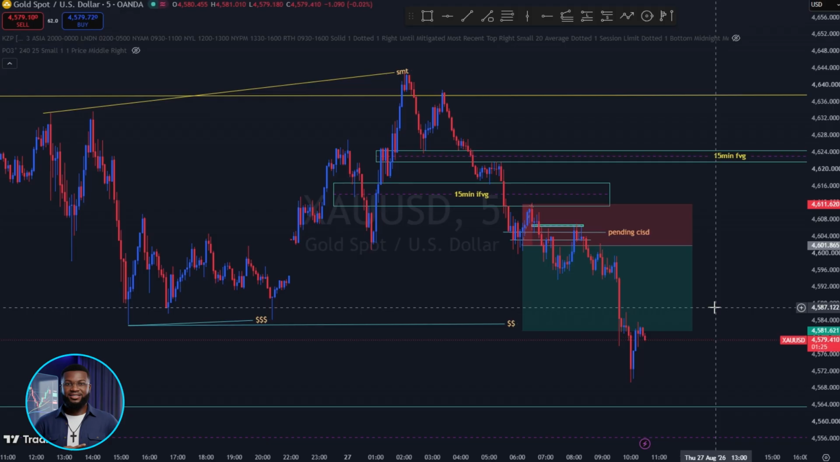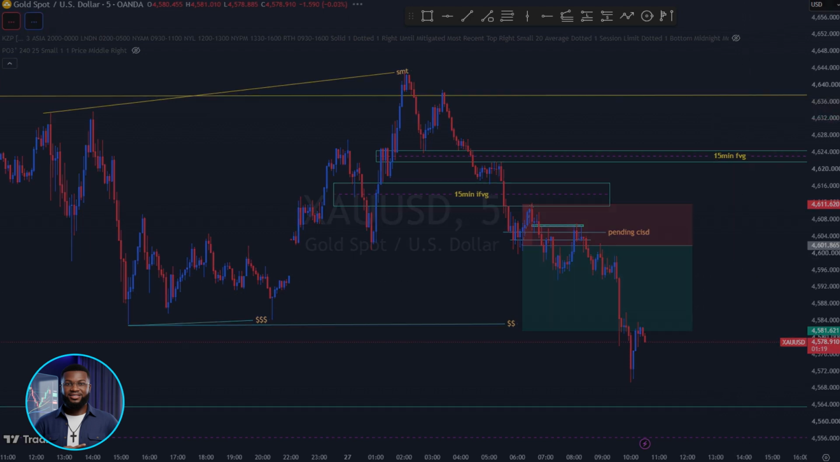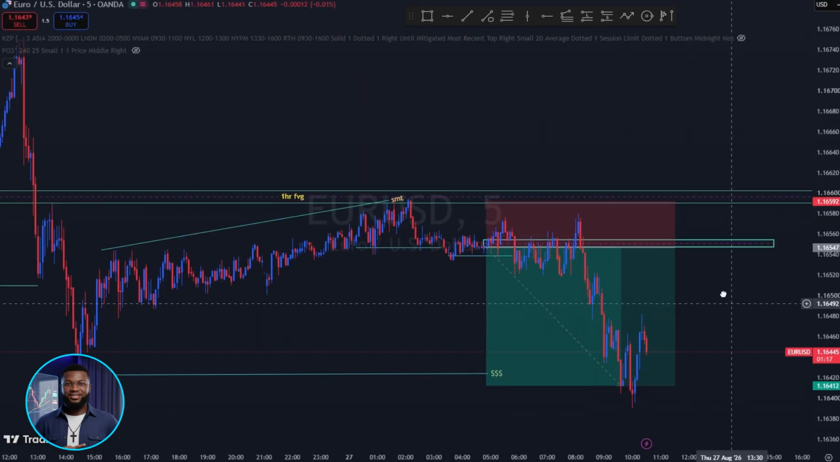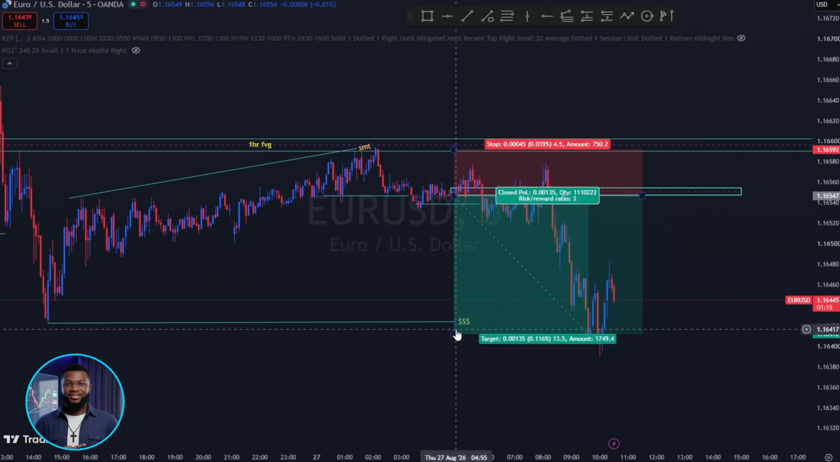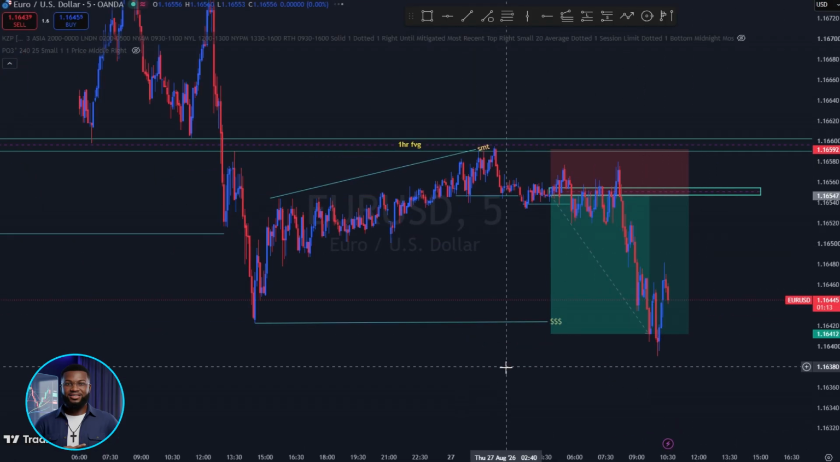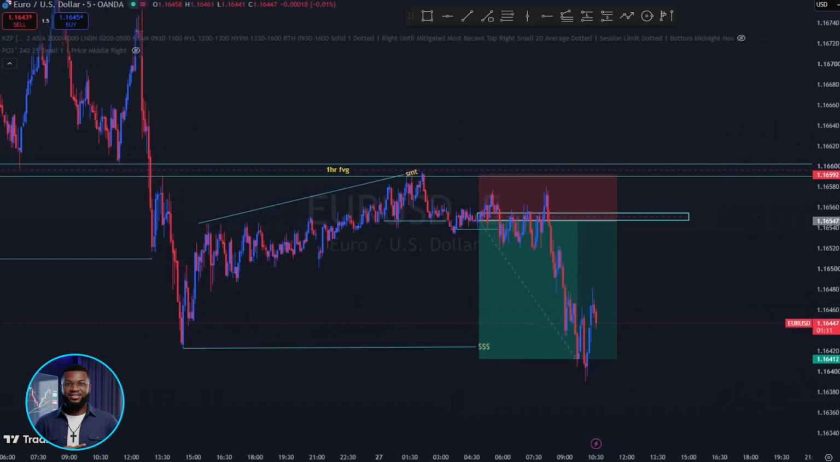We apply the same thing on EU. We also smashed a cool 1:3 right here on Euro USD. The same time, you can check the time, and you can check the date as well.